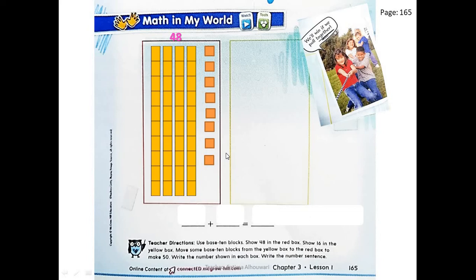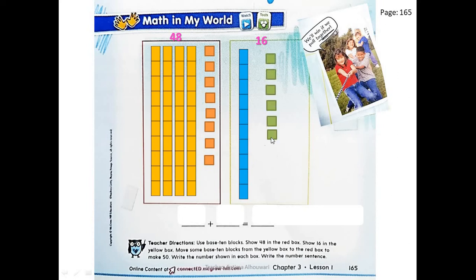Now let's show number 16 in the second box, this one. Again, how many tens do we have in this number? The value of tens digit is 1. So we have 1 ten and we can represent it like this. And how many ones do we have in this number? Again, the value of ones digit is 6. So we have 6 ones. Interesting. We have only 1 ten and 6 ones in number 16. Interesting.